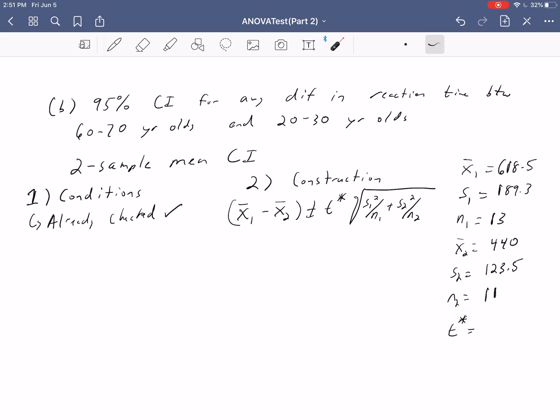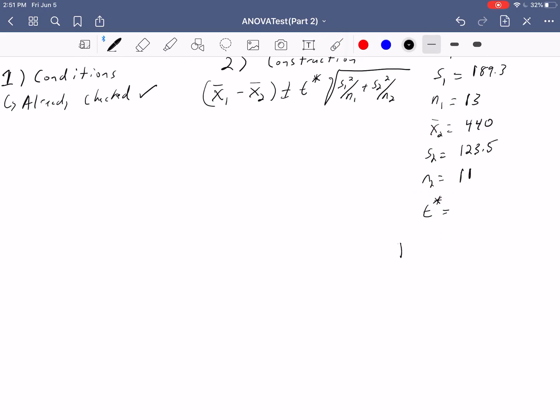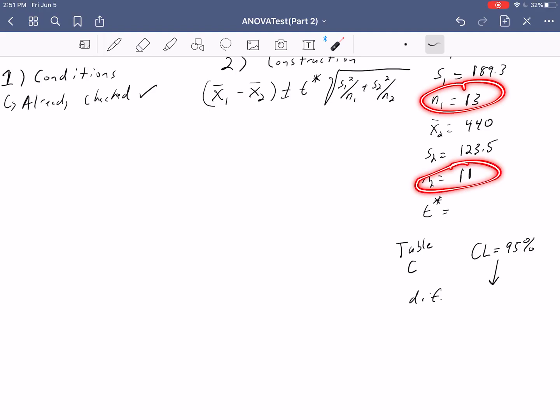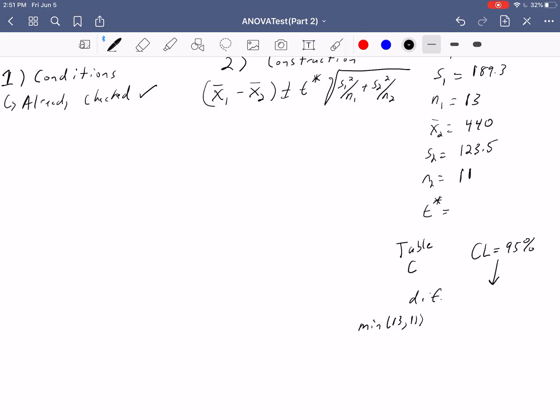Now we need to find that T star. This is something we look up on table C. We know that our confidence level is going to be 95%, and we need to remember our degrees of freedom. Degrees of freedom for these quantitative procedures is usually the sample size minus 1. Remember that when you have two different sample sizes, you take the minimum. So we're going to take the minimum of 13 and 11 minus 1. The minimum is clearly 11, so when we subtract 1, we're going to get 10 degrees of freedom. All right. So we've got 10 degrees of freedom and 95% confidence.